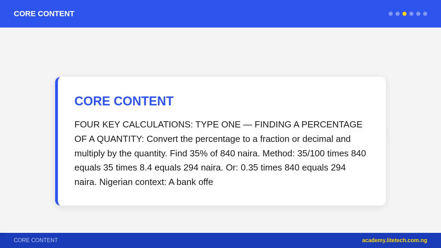Nigerian context: out of 40 students in a class, 28 passed the JSS 1 first term examination. What percentage passed? 28 divided by 40 times 100 equals 70%.